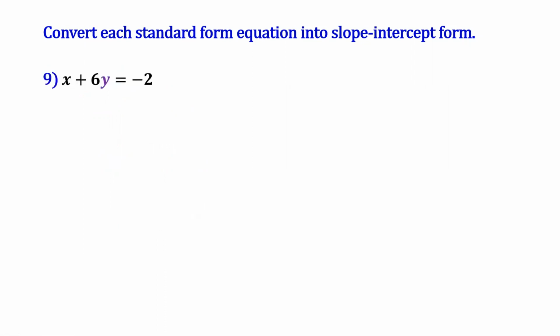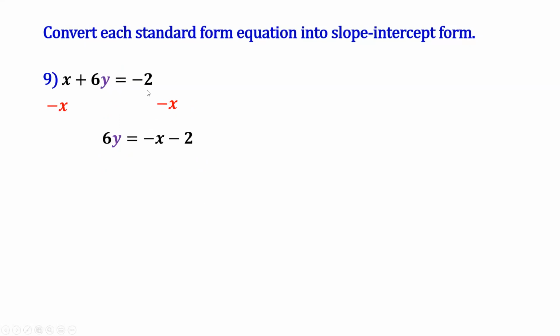Let's look at number 9. Once again, I need to get the y by itself. So I need to get rid of the 6 and the x. I'm going to get rid of the x first since it's further away. Since this is a positive x, the opposite is to subtract x on both sides. I'm going to have 6y is equal to negative x minus 2.